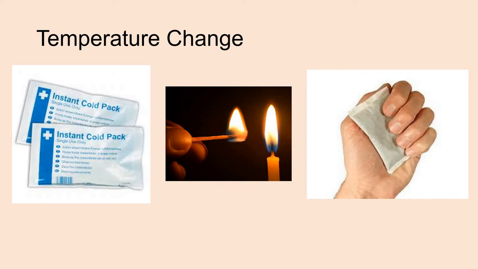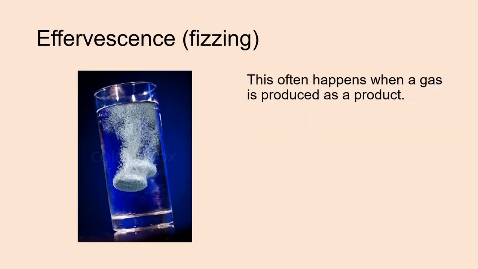We have some reactions where things get very hot, so things like a combustion reaction, which is when we burn something. So this match is being burnt and there is a temperature change. We can also have those hand warmers that you may have had where there's a dark powder in, and as you rub them together those solids react and the packet gets really, really hot very quickly. So there could be a temperature change associated with your reaction.